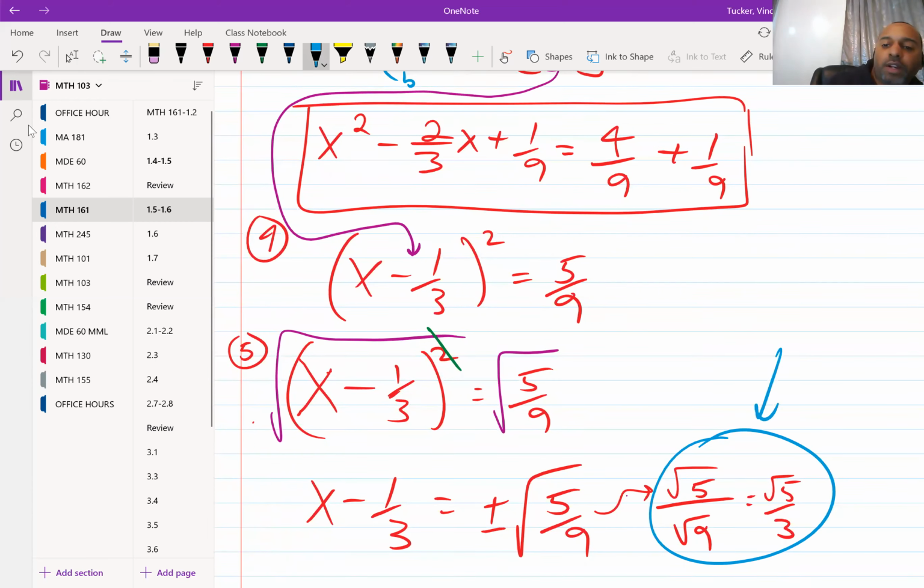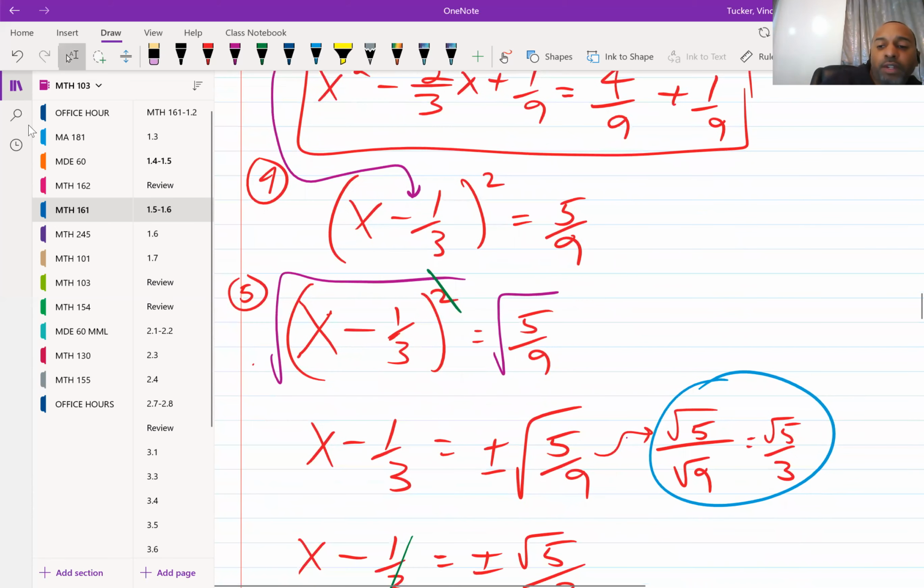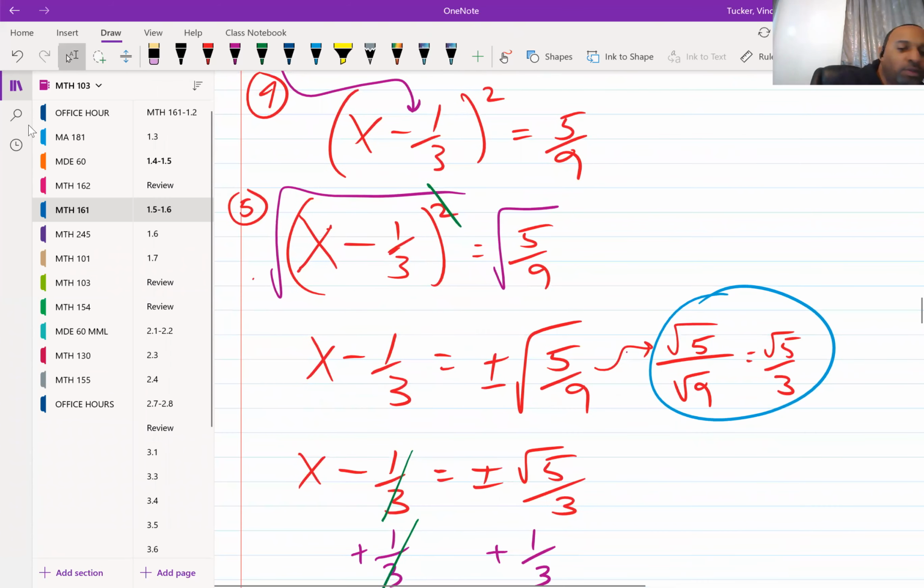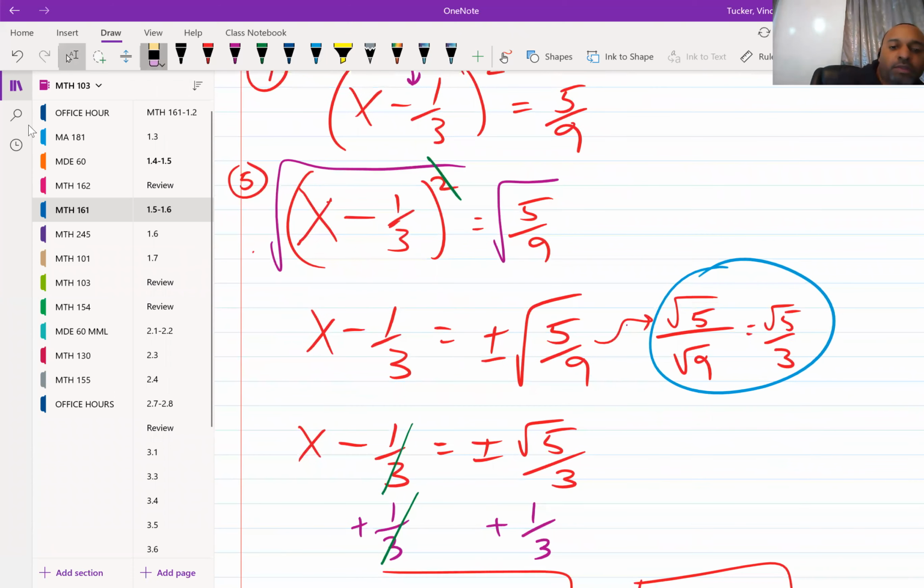All right, so here in the blue circle, take the square root of both top and bottom. To simplify that further, square root of 5, you can't do anything with, but the square root of 9 is 3. So now I have x minus 1/3 equal to plus or minus square root of 5 over 3.